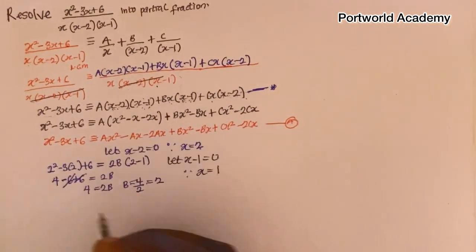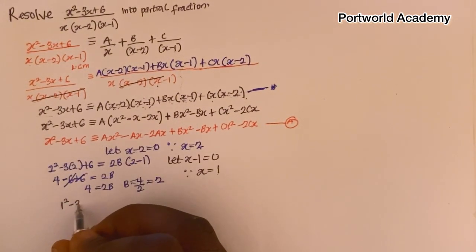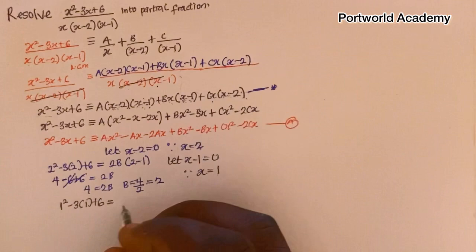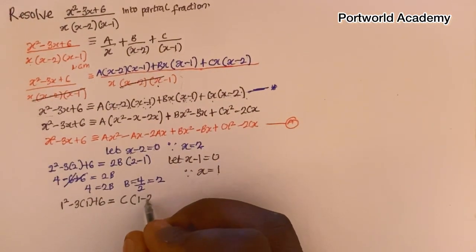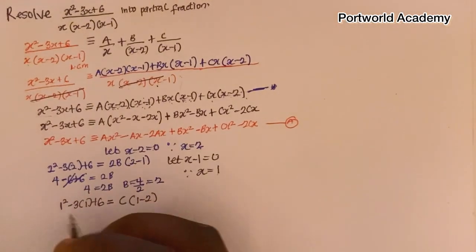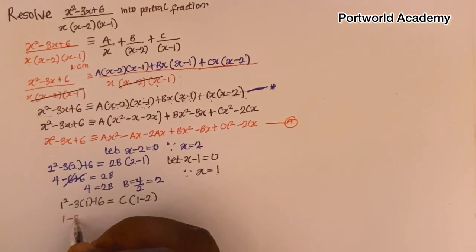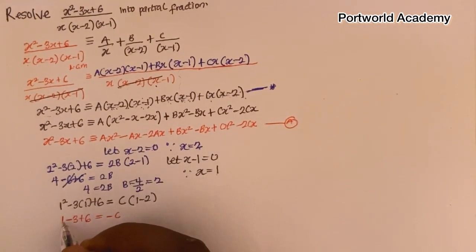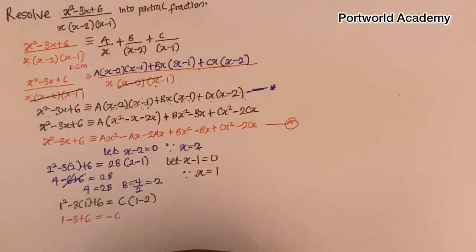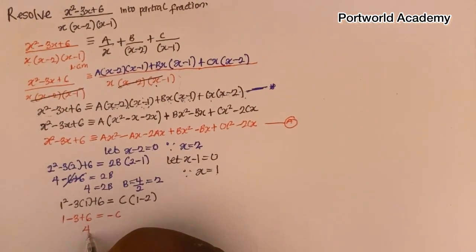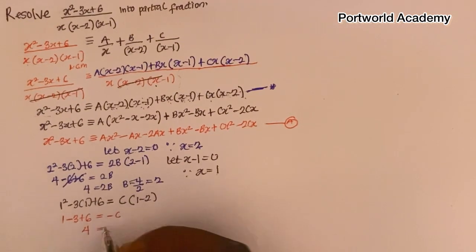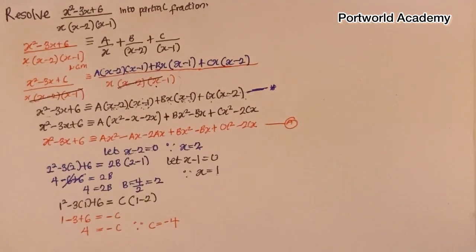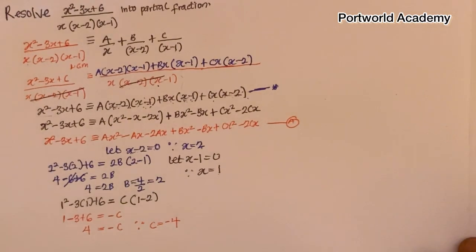So here I'm going to put 1 here. I have 1 squared minus 3 into bracket 1, plus 6, which is equal to c into bracket 1 minus 2. Simplifying this further, 1 squared is 1, then minus 3 plus 6, which is equal to minus 1, that's minus c. So minus 3 plus 6 is actually 3, so everything here simply is 4. Then I'm going to have this equal to minus c. Therefore, my c equals minus 4.